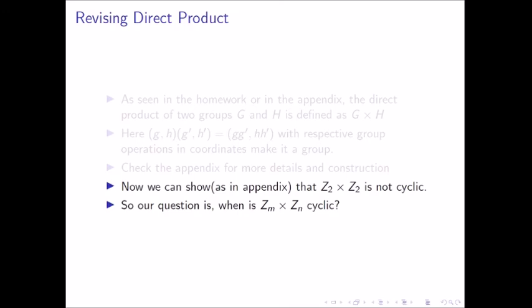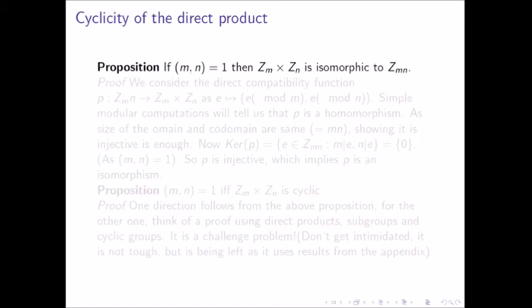This is a pretty interesting question, and it leads to what is known as the Chinese remainder theorem for number theory. It has a stronger form in ring theory, which we won't discuss right now. So our proposition over here is, if m and n are coprime, then Zm cross Zn is isomorphic to Zmn, which is cyclic. So if m and n are coprime, then Zm cross Zn is cyclic.